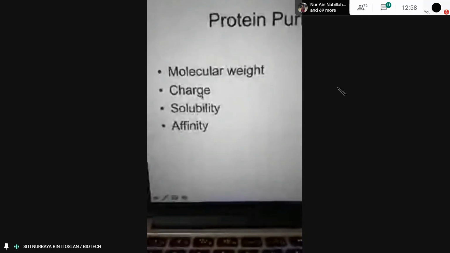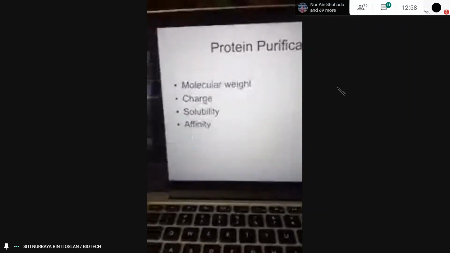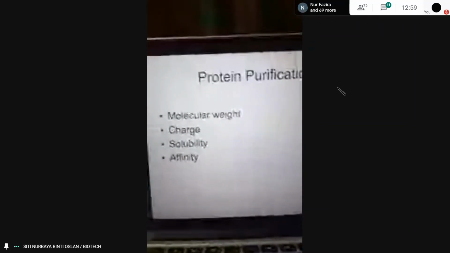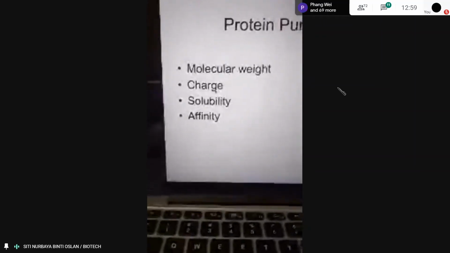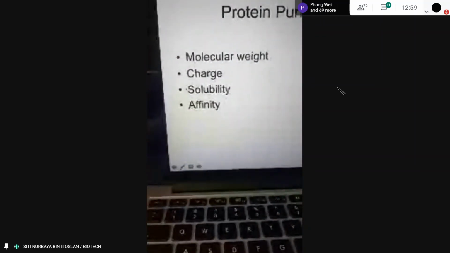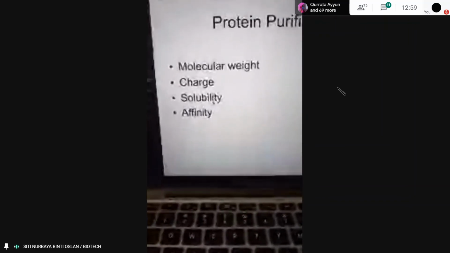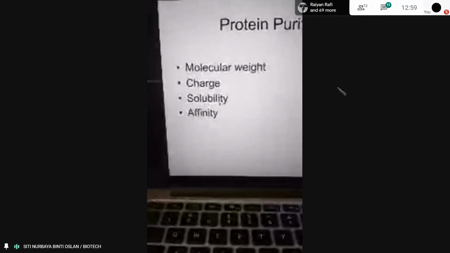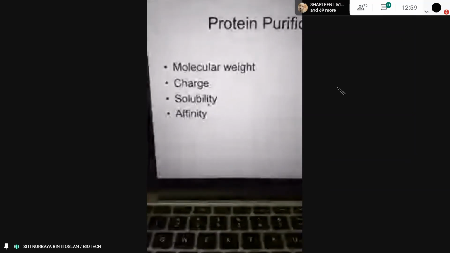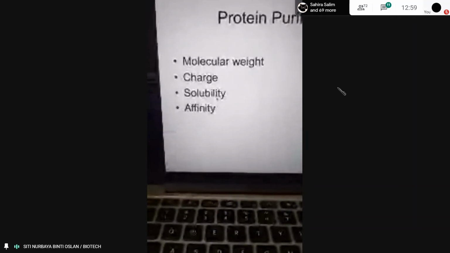We need to know the PI before we decide what kind of method to use, because we need to prepare the protein to become positively charged or negatively charged. And then solubility in what kind of buffer? Are we going to use that pH? Is this protein okay in that kind of salt, will it become soluble in that salt or not?